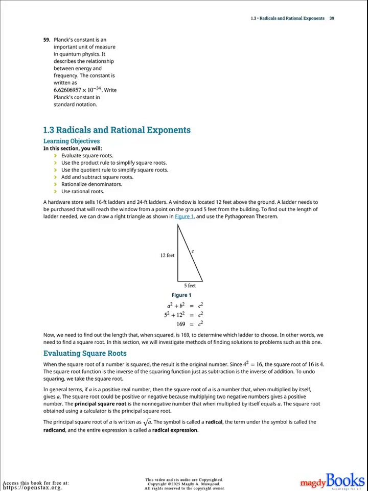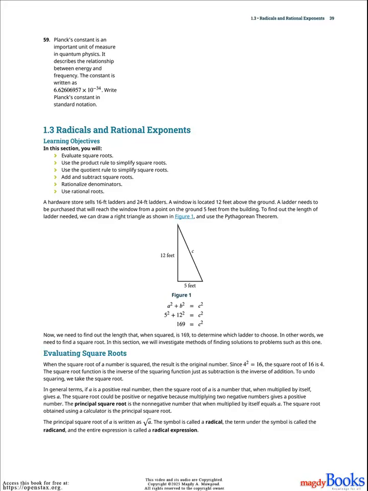1.3.1 Evaluating square roots. When the square root of a number is squared, the result is the original number. Since 4 squared equals 16, the square root of 16 is 4. The square root function is the inverse of the squaring function, just as subtraction is the inverse of addition. To undo squaring, we take the square root. In general terms, if a is a positive real number, then the square root of a is a number that, when multiplied by itself, gives a.